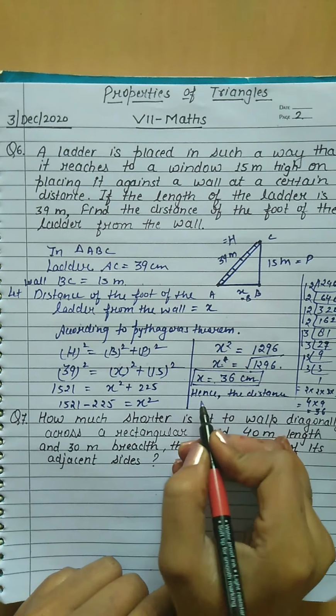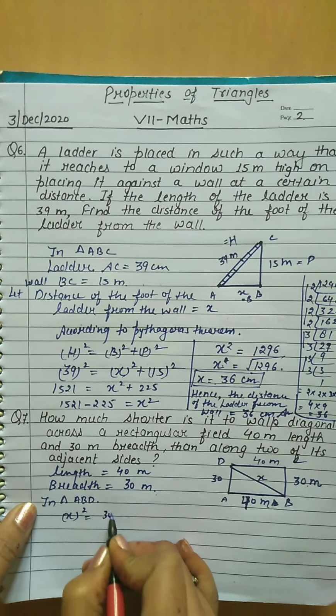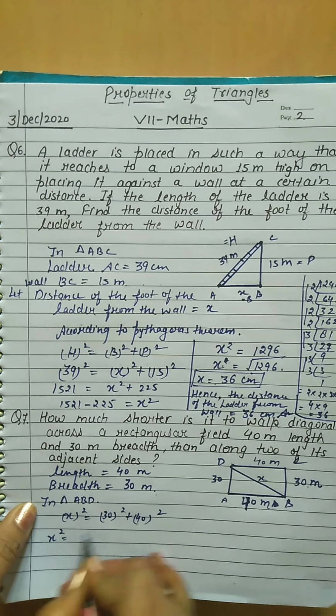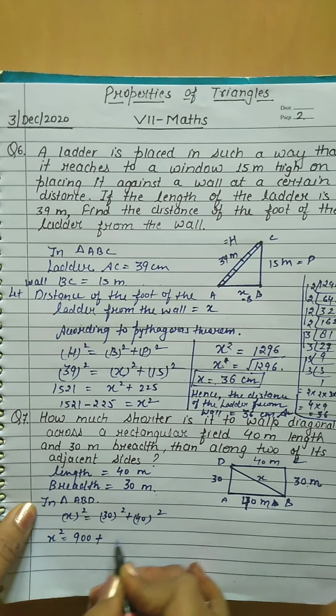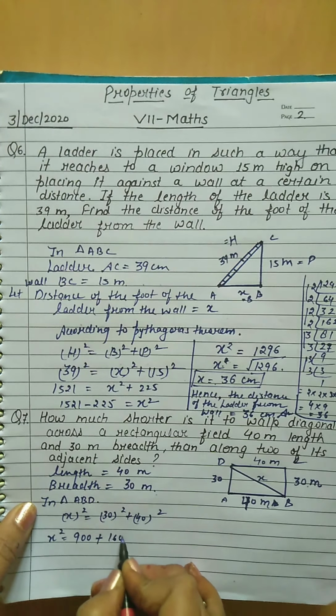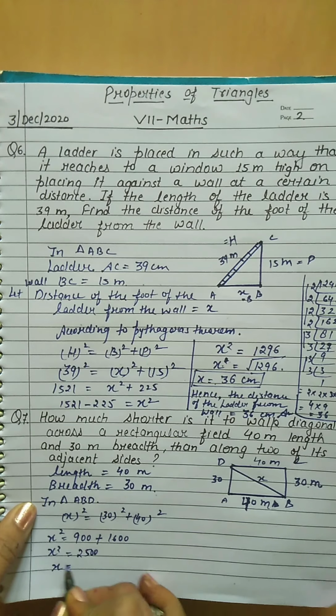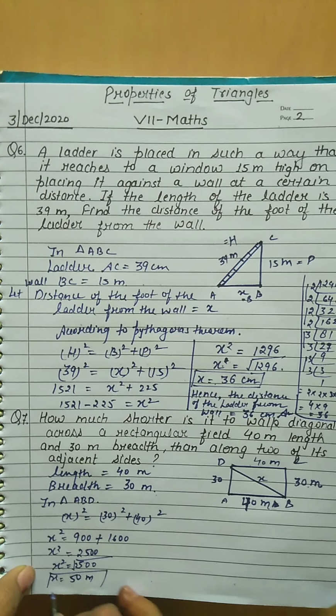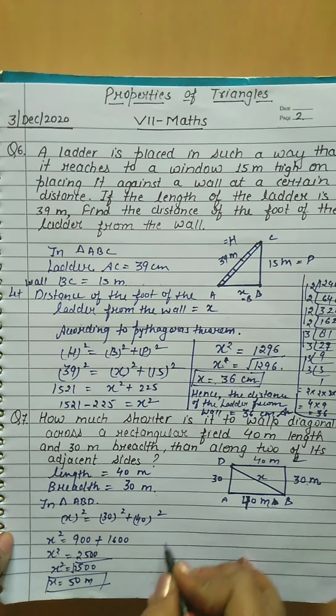Okay students, so students, in triangle ABD, that is x. So students, x square is equal to 30 square plus 40 square. Okay, so x square is equal to 3 3s are 9 and 100, and 4 4s are 16 and 100. So that means x square is equal to 2500, or we can write as, so here x is equal to 50. So student, that is 50 meter. Okay students, so x is here 50 meter.